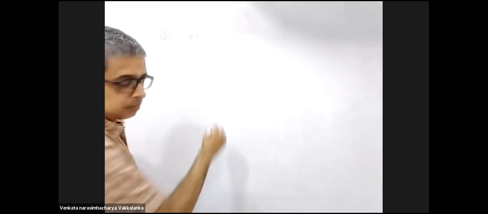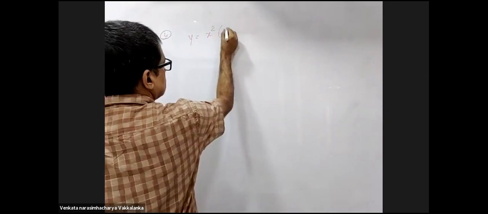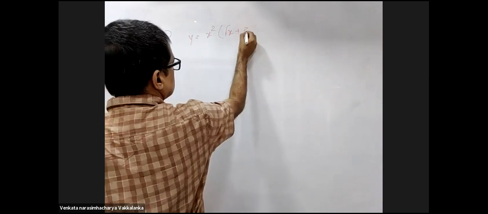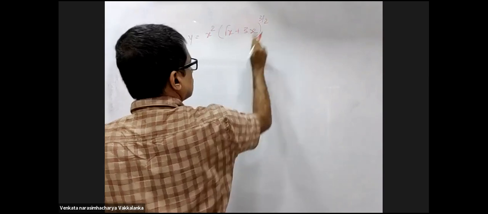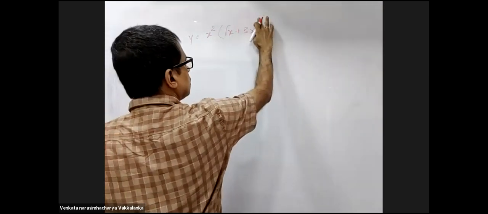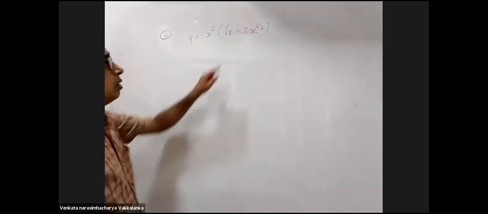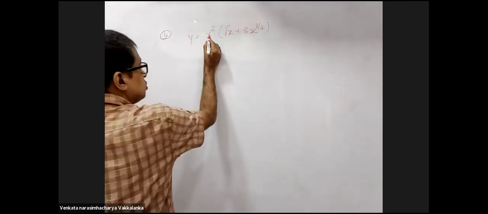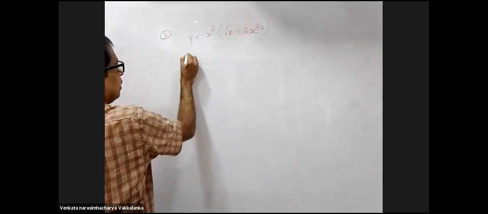Fourth problem. y is equal to x square into root x plus 3x raised to the power 3 by 2. Not 3x whole to the power 3 by 2, only x to the power 3 by 2, with 3 multiplying it. So this is x square into root x plus 3 x to the power 3 by 2. Yes, sir.